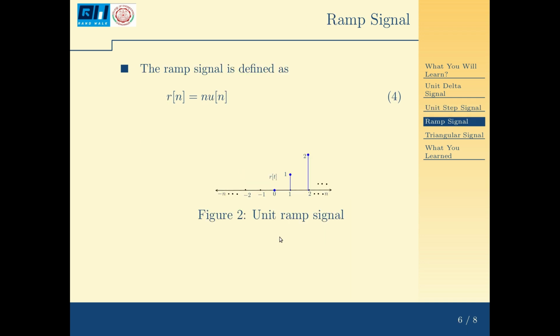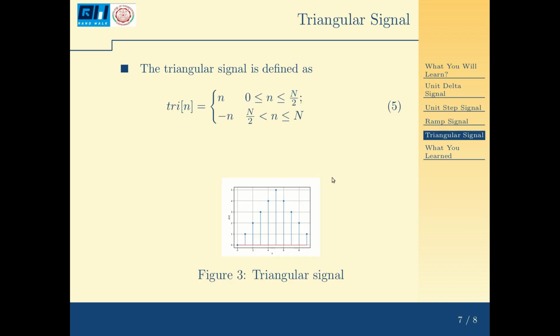Now there is a ramp signal. The ramp signal is defined as r of n, that is n times u of n. That is, for n less than 0, the function is 0. For n greater than or equal to 0, it is n. That is, when n equal to 0, it is 0. N equal to 1, it is 1. N equal to 2, it is 2, and so on. That is a unit ramp signal.